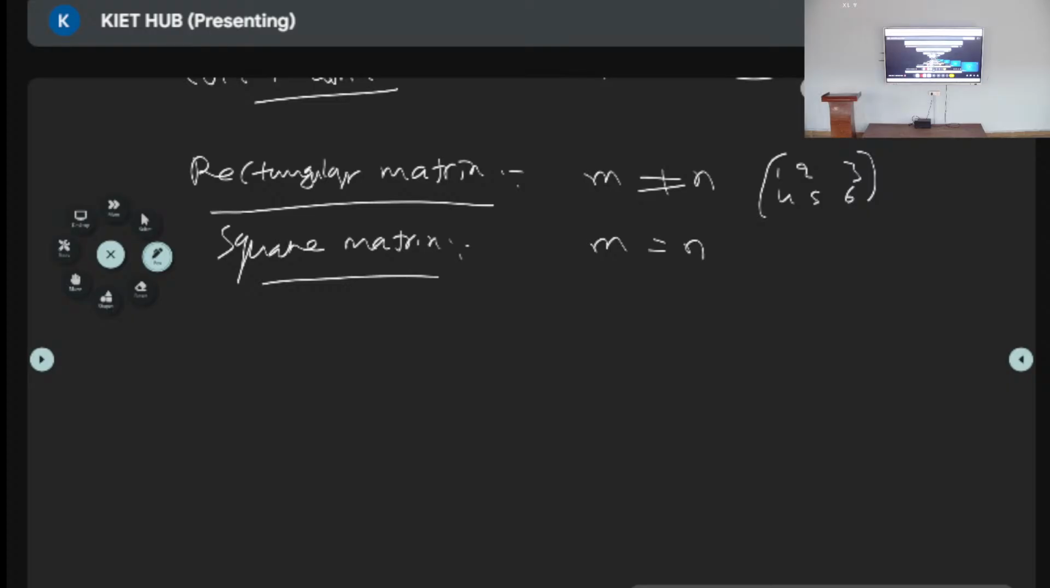Rectangular or square? Rectangular. Next. Square matrix is what? 1, 2, 3, 4, 5, 6, 7, 8, 9. It is a square matrix. And this is also a best example, 1, 2, 3, 4, 5, 6, 7, 8, 9. What type of matrix are we saying? It is a square matrix. This is also a best example of a singular matrix.